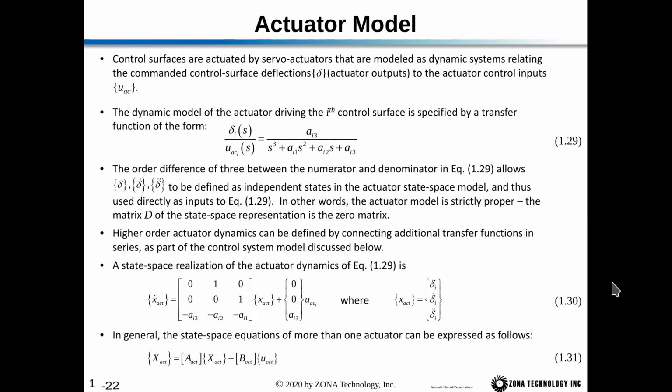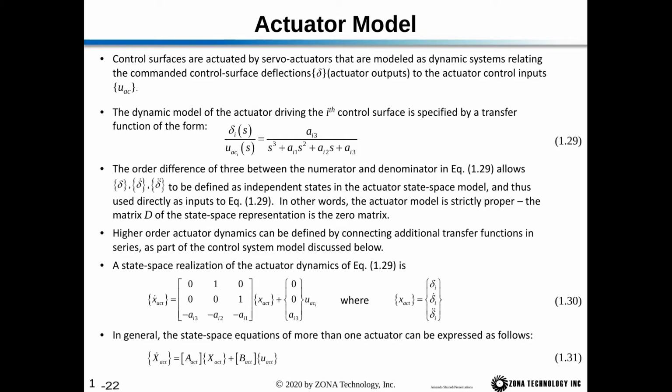Next, we'll review the actuator model present in ZAERO. Control surfaces are actuated by servo actuators that are modeled as dynamic systems relating the command control surface deflections delta, which are the actuator outputs, to the actuator control inputs UAC. The dynamic model of the actuator driving the ith control surface is specified by a transfer function of the form here, where delta over UAC is given by A3 over s cubed plus A1 times s squared plus A2 times s plus A3.